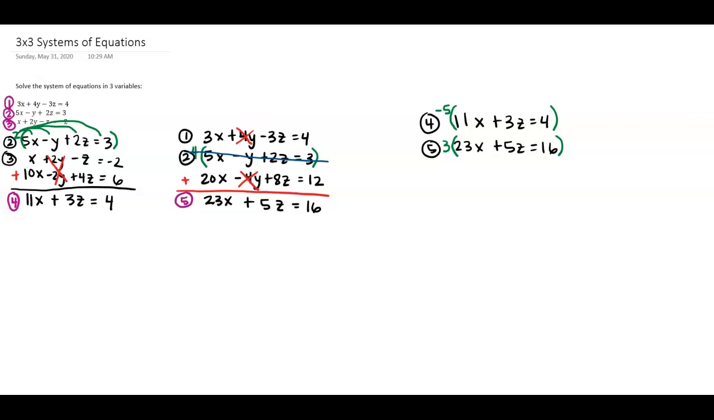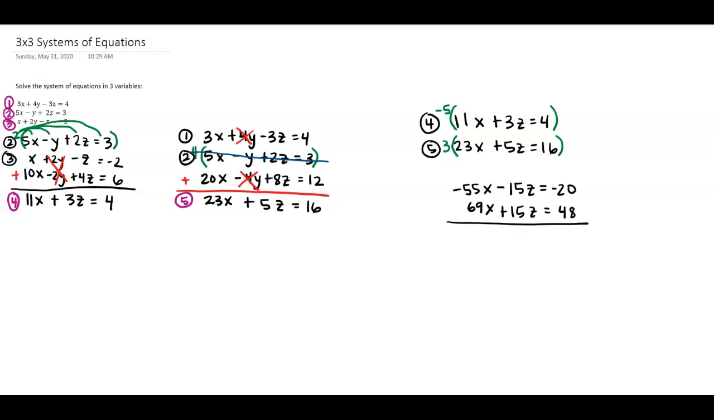All right, so let me rewrite those out after I multiply those numbers through. Let me put them down here. So I've got negative 55x minus 15z equals negative 20. And now we need to multiply the 3 through on the other one. And that's going to give me 69x, right, plus 15z equals 48.